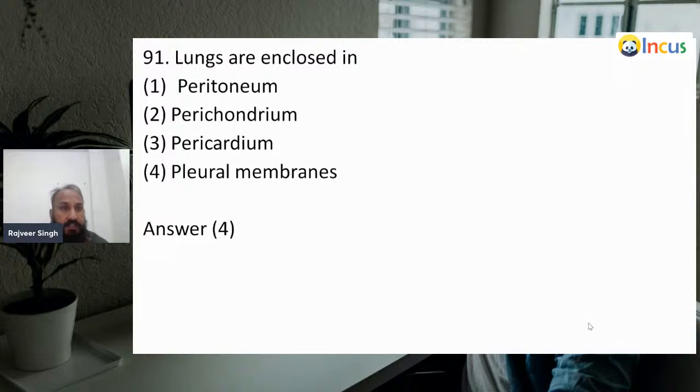Lungs are enclosed in peritoneum, perichondrium, pericardium, pleural membrane. The answer will be pleural membrane. Why? Because pericardium is used just for the cardiac part. Perichondrium is used in muscle fibers. Peritoneum is also used in muscles, but pleural membrane is the one that encloses the lungs. So the answer will be fourth.